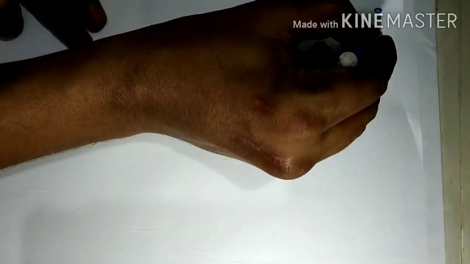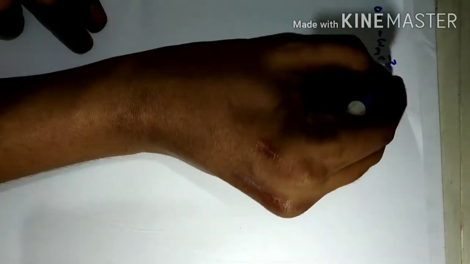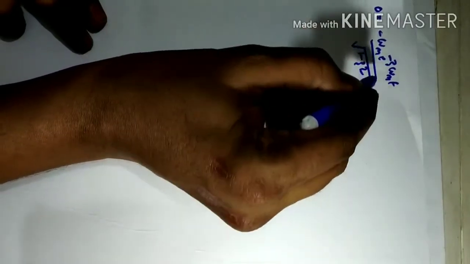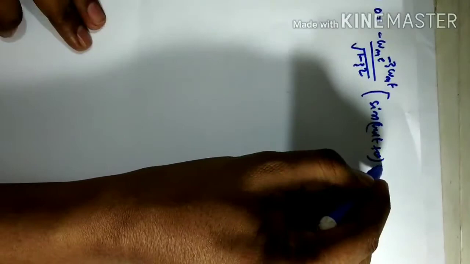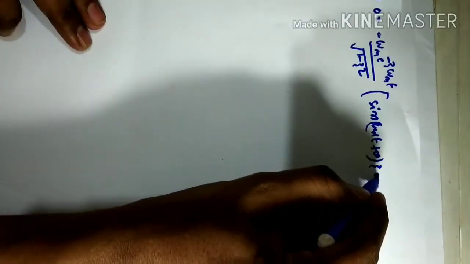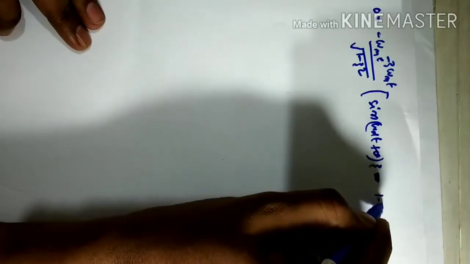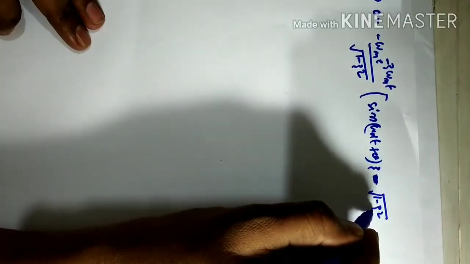So next what will come? So this is 0 is equal to 0, then minus omega n e raised to minus zeta omega n t, right? So root 1 minus zeta square, so sine omega dt plus theta, zeta minus, okay, so then root 1 minus zeta square cos omega dt plus theta.